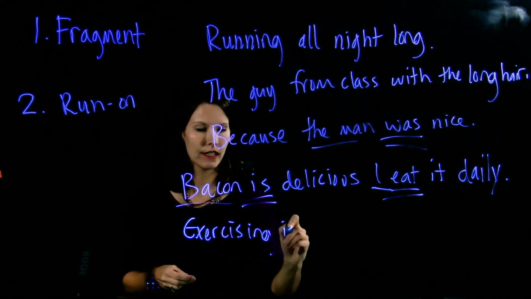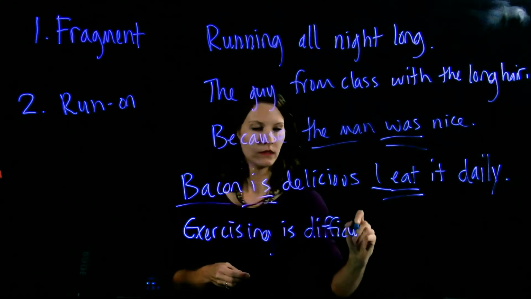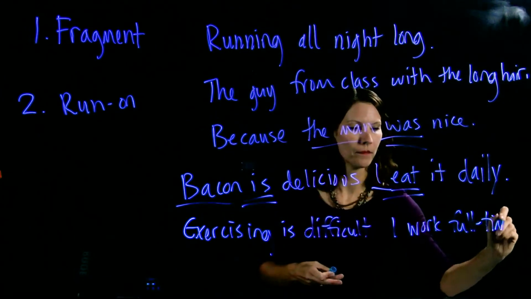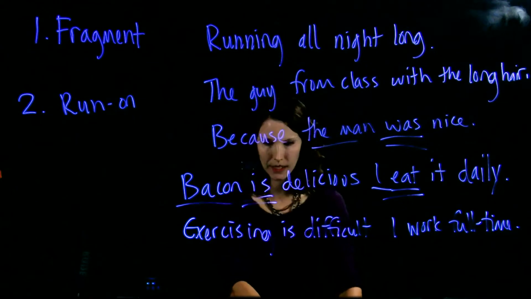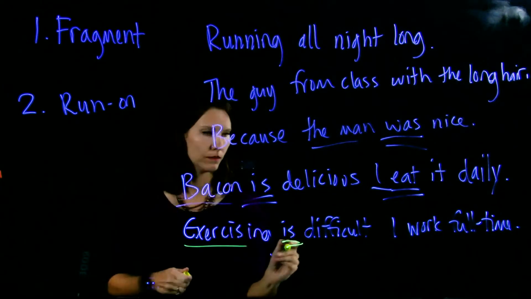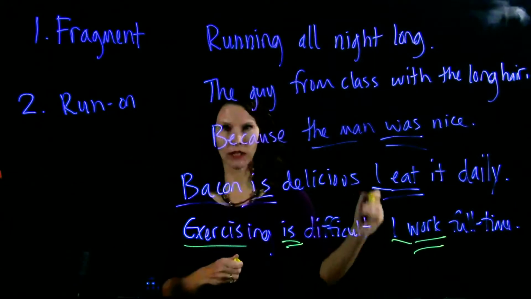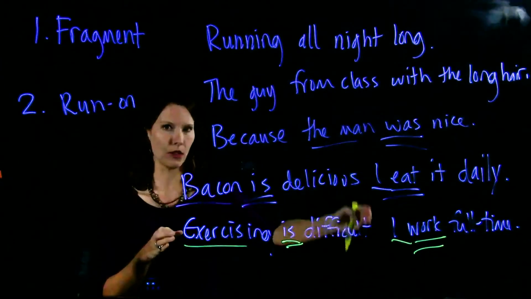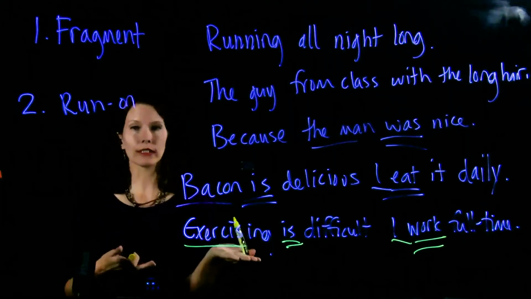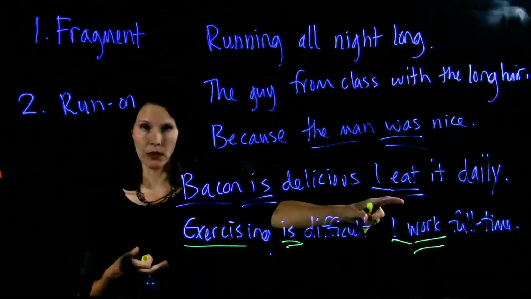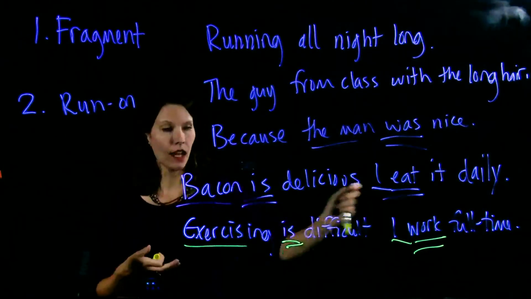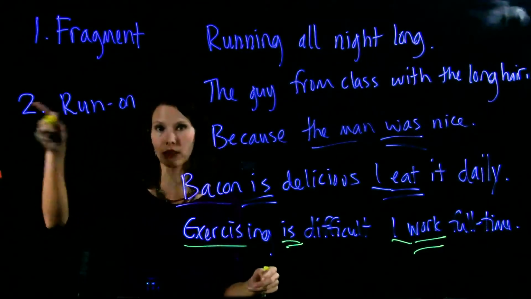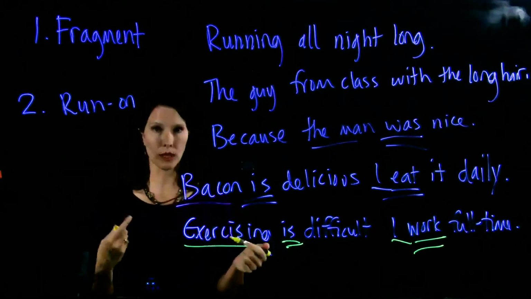Exercising is difficult. I work full time. Here I have two complete sentences joined with no punctuation. That makes that a run-on because you cannot have two complete sentences with no punctuation. So you could turn this into a complex sentence by joining them with a subordinating conjunction like because. Then you would have exercise is difficult because I work full-time. That would correct the run-on because then you would be joining them correctly.